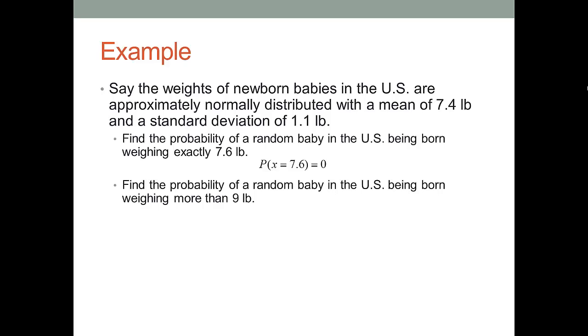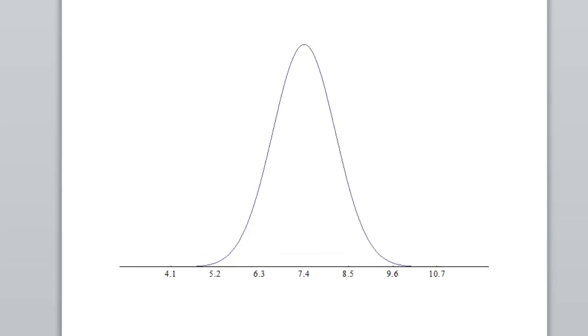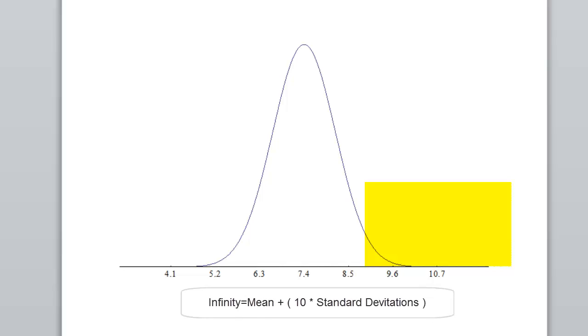So how about something with a range? What's the probability of a baby being born weighing more than 9 pounds? Well, let's look at our graph a second. We'd like to go from 9 to infinity, but in most software or calculators you're going to use, there's no infinity. So you want it to be a number way out in that tail on the right. The rule of thumb I've been using is 10 standard deviations above the mean. So we could do that.